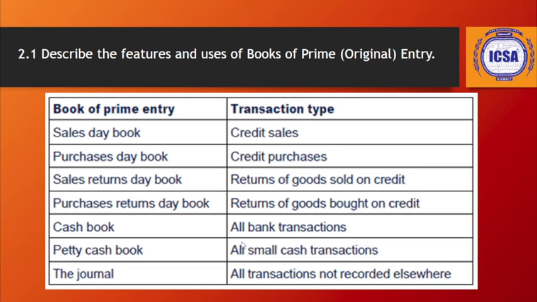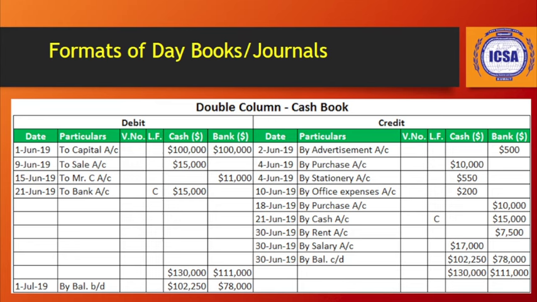So this is a quick recap of our previous topic, which we are going to study in detail further. Here are the major books and their main uses, and these are their features. If we move on to the next slide, it shows us the format of day books and journals, and in the following slides we will be looking at different formats of all these books.